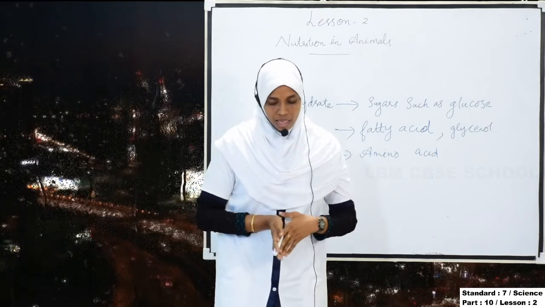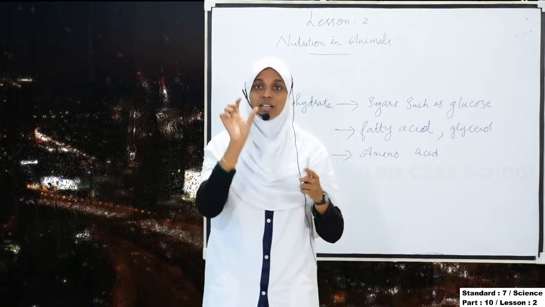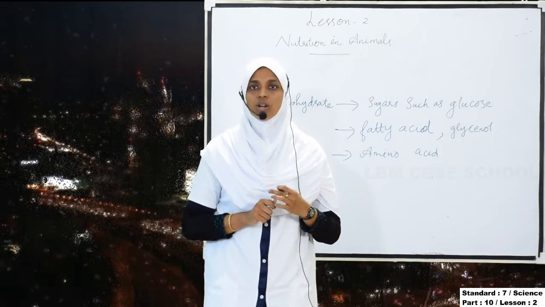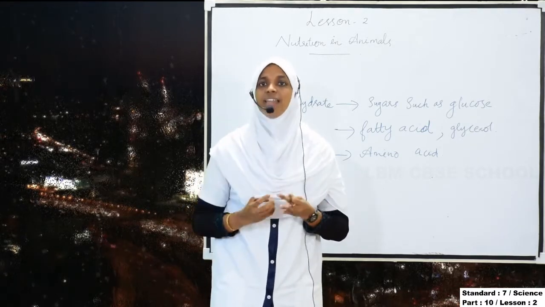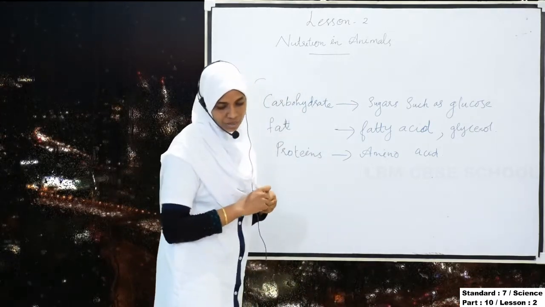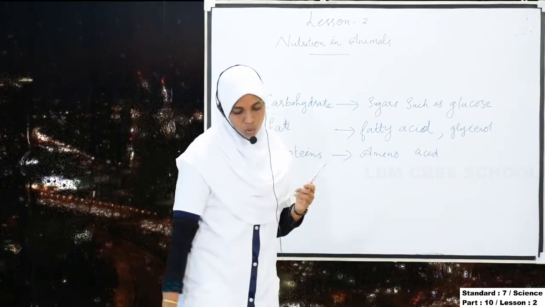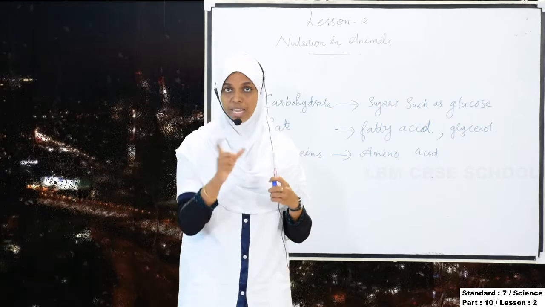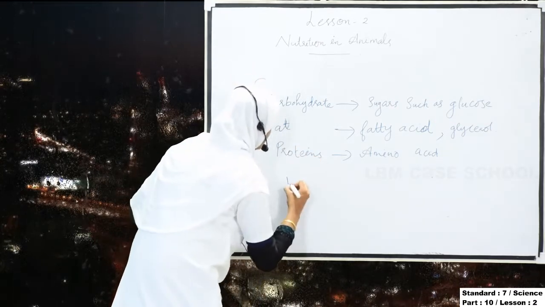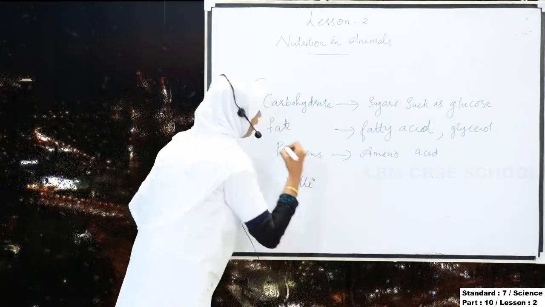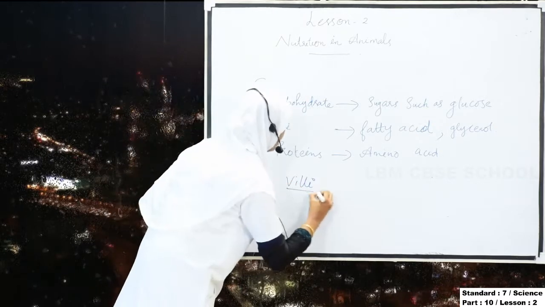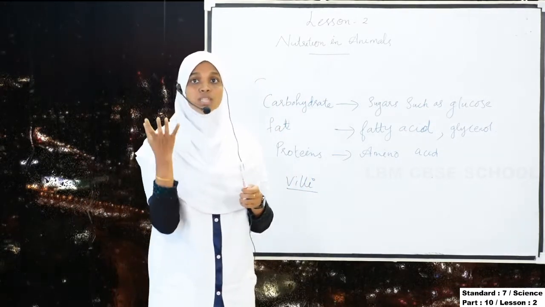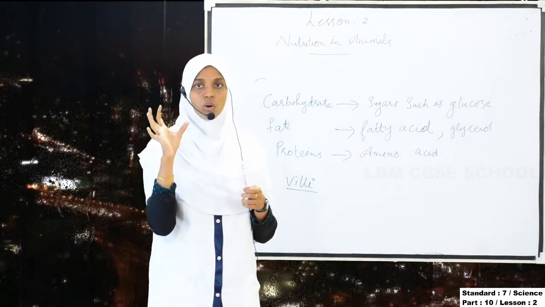There are certain finger-like projections present in the inner walls of the small intestine that are called villi. Villus, or villi in plural. So the inner walls of the small intestine have thousands of finger-like projections. It is very important. That is the villi.